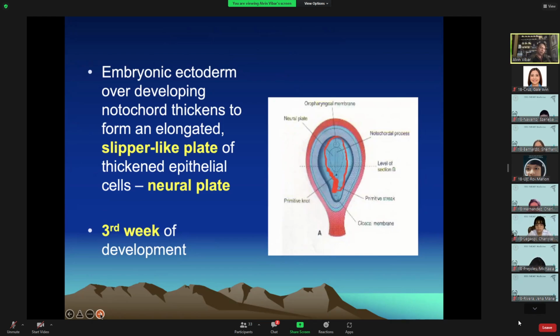We call it the neural plate. Okay, we have to remember that. What signals the start of neurulation is the formation of what structure? Neural plate. Okay, coming from what germ layer?